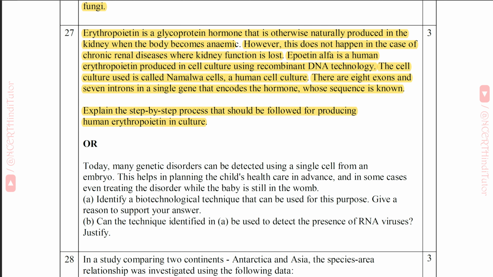Or, today many genetic disorders can be detected using a single cell from an embryo. This helps in planning the child's health care in advance and in some cases even treating the disorder while the baby is still in the womb. A. Identify a biotechnological technique that can be used for this purpose. Give a reason to support your answer.